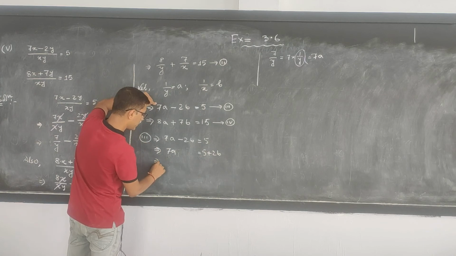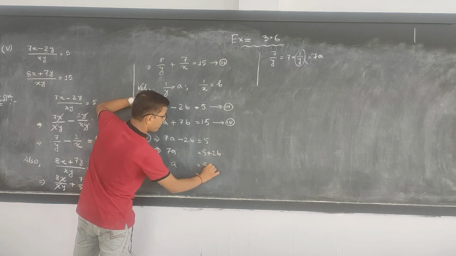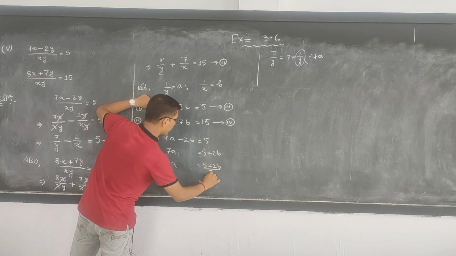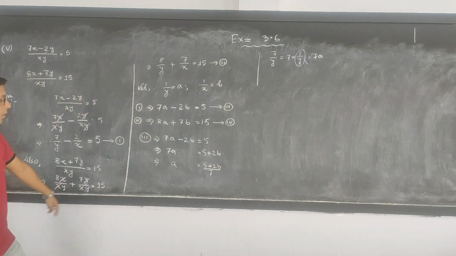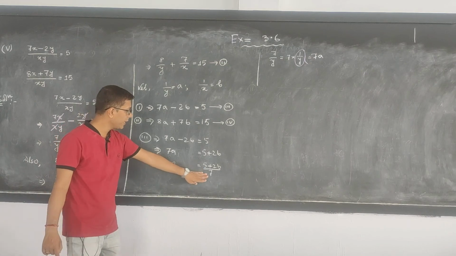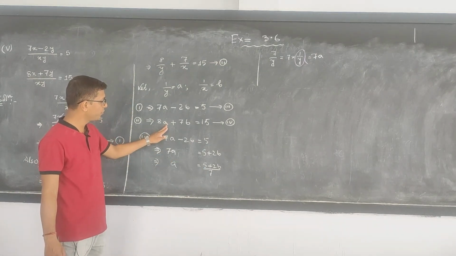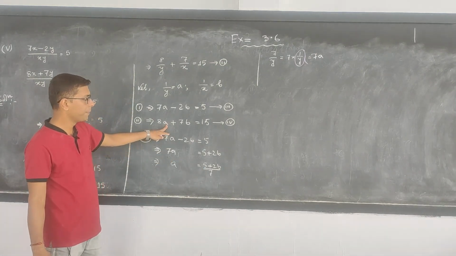The 7, you shift that side. A will be equal to (5 plus twice b) by 7. Now the value of a needs to be substituted here in equation number 4. Then you will get the value of b.